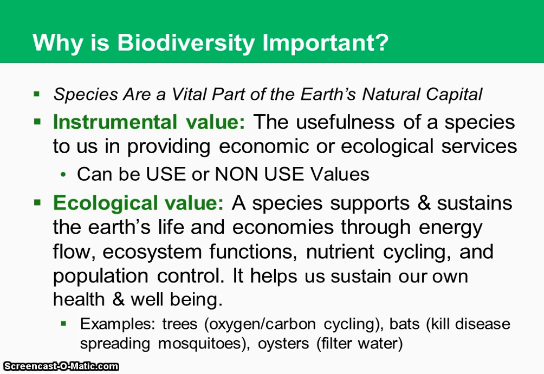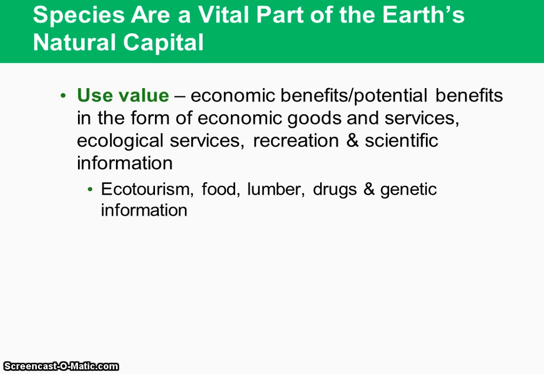Ecological value is when a species supports and sustains the Earth's life and economies through energy flow, ecosystem functions, nutrient cycling. Again, it goes a lot there with those ecological services that we just talked about with instrumental. So these are overlapping categories. Examples: trees give us oxygen, they do carbon cycling. Bats kill disease-spreading mosquitoes. Oysters filter water. So these are organisms that are ecologically important, not just for us, that would be instrumental only, but because they help support other ecosystems as well, and that makes it more of an ecological service, an ecological value.